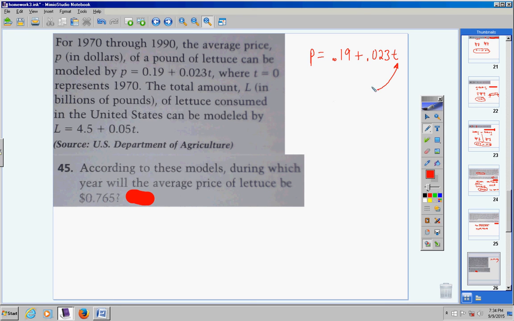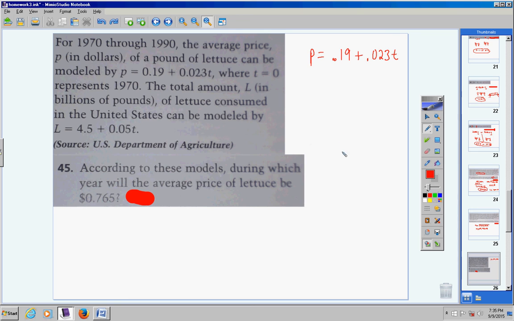So, you give me a time, a year, I tell you the price, or you can tell me a certain price, an average price that existed. I'll put the price in, and I will get out what year the price was, that certain price. So this model does one of two things. It can give you out a price when you put in a year, or it will give you out a year when you put in a price. Okay, all right. Now, the total amount, L, in billions of pounds of lettuce consumed is modeled by this.